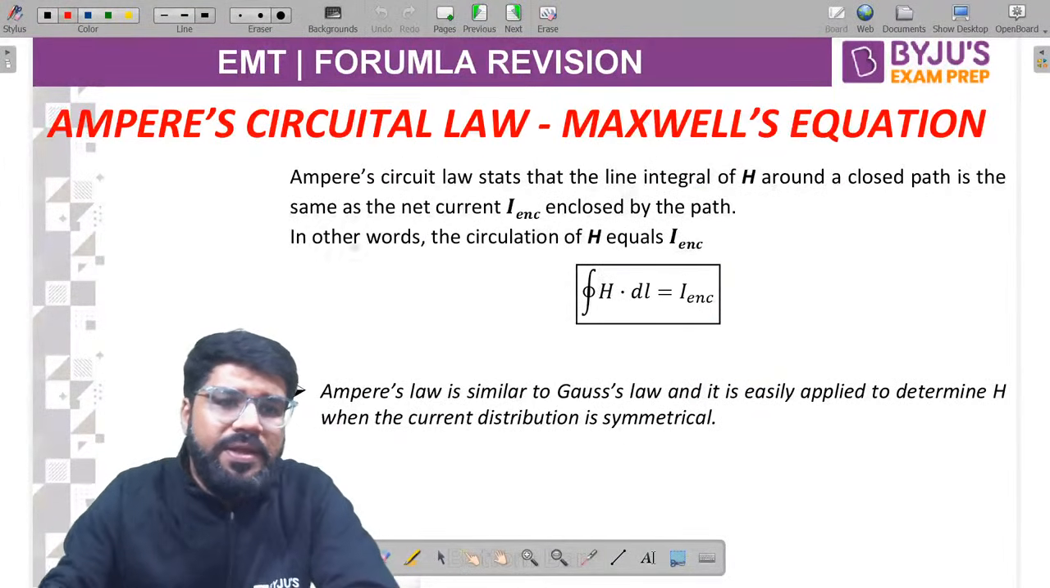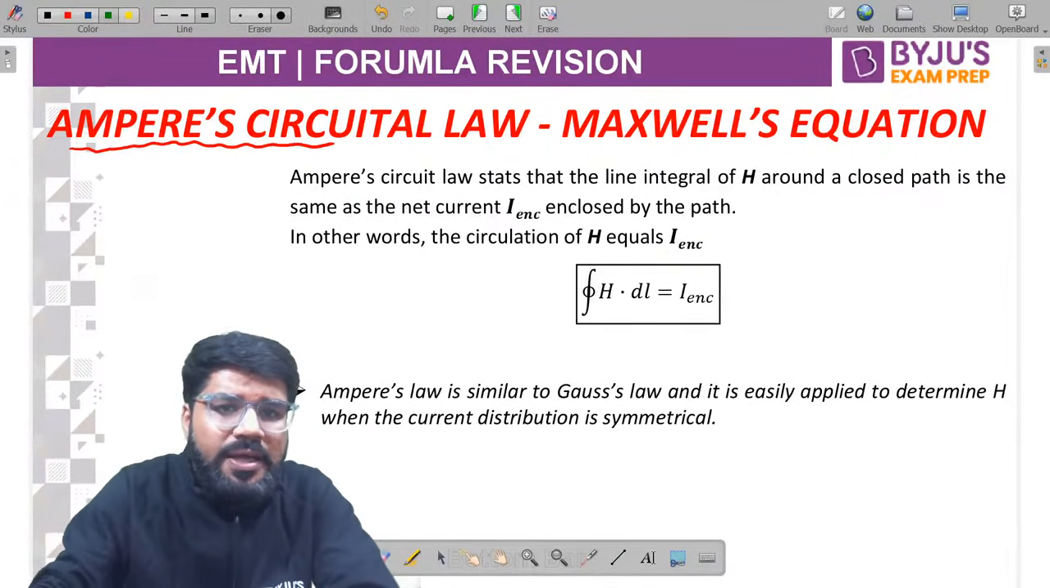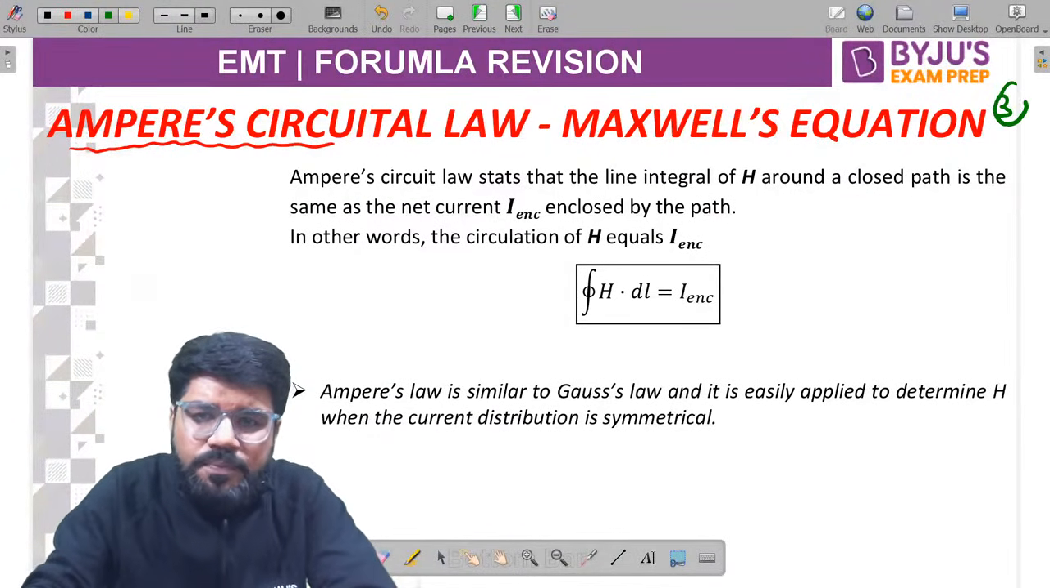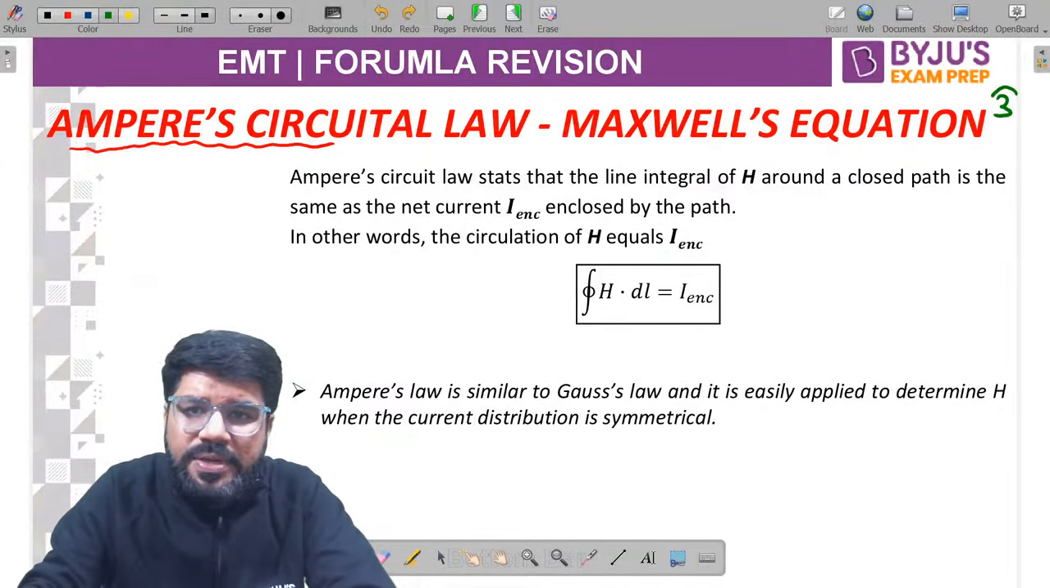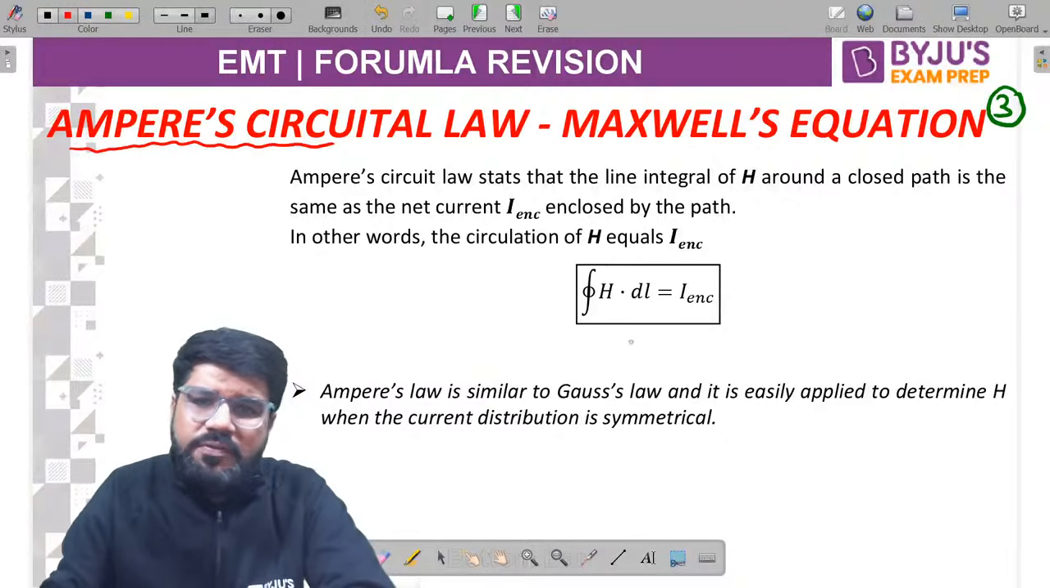Let's have a quick recap of the Ampere circuital law, and that is going to be your next Maxwell's equation for today, so actually the third for today. Already I have briefed the two Maxwell's equations for static fields. Finally, I will conclude with the final time-varying Maxwell's equation also.